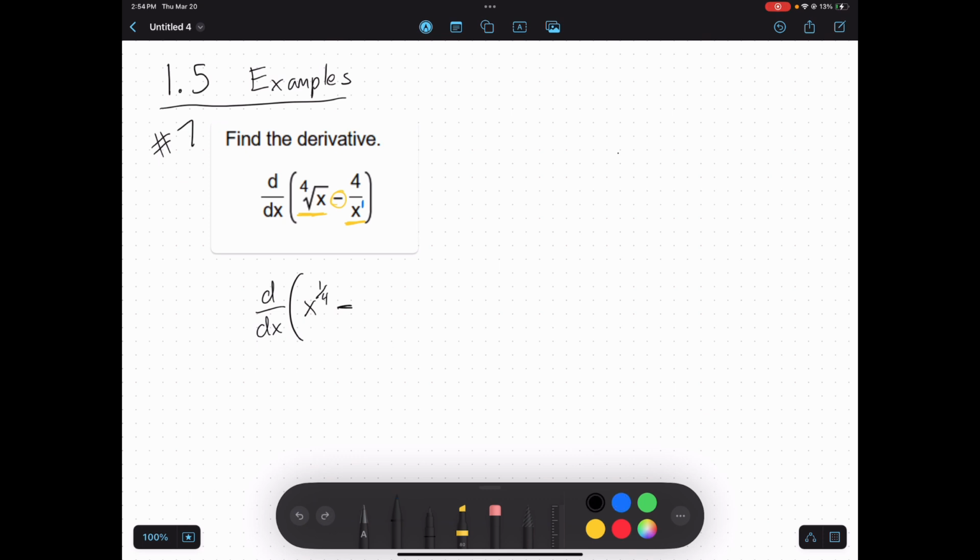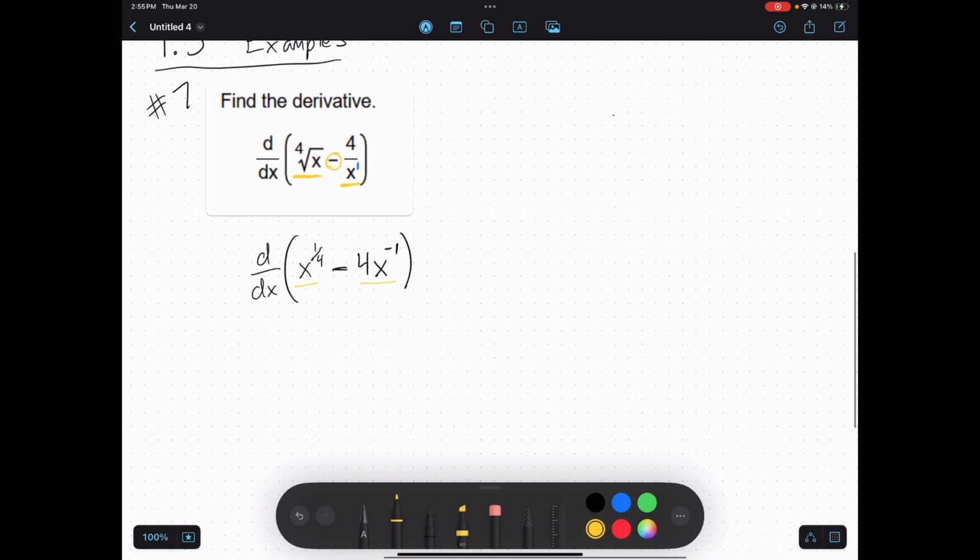Now, to be clear, that doesn't affect the 4. The 4 stays in the numerator, stays just as a coefficient. I'm not going to switch that to the denominator or anything. But now I can rewrite this as a negative exponent, as x to the negative 1. Why? Because that x was in the denominator. And now that we write it like that, I can see how both of those are just power functions. And so now, once again, I can just take the derivative of each of these pieces.